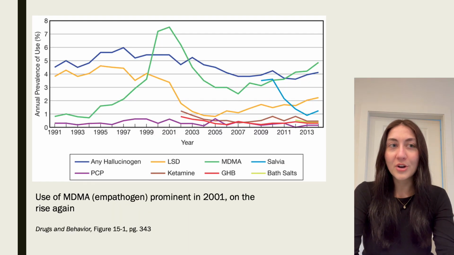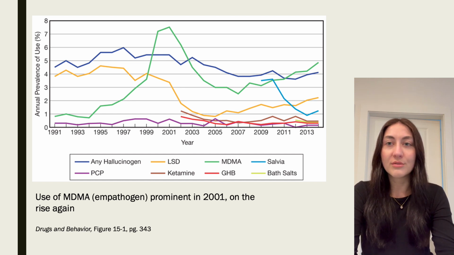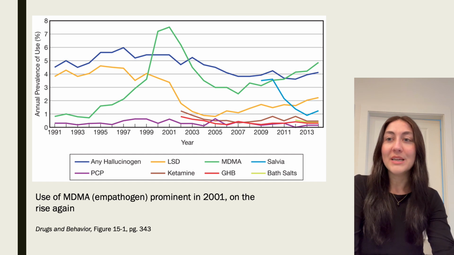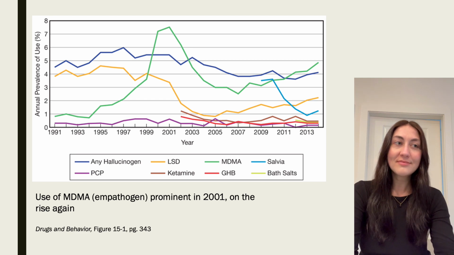Now I've included a graph from the textbook that highlights the green line MDMA and the red line GHB, two of the drugs that we're looking at. The use of MDMA was most prominent in 2001, and then you can see that it is on the rise again. And it's funny that in 1985, MDMA was made illegal, but that's when you start to see the spike of the increase.